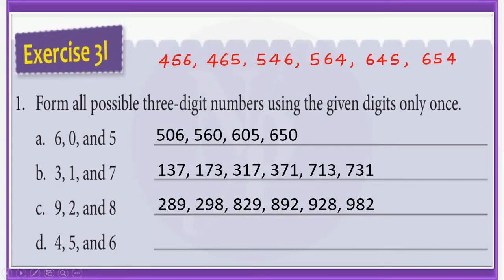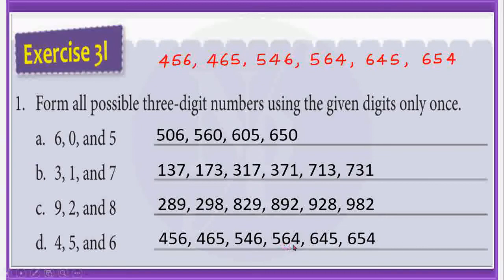So we have formed all possible numbers using the given digits 4, 5 and 6. Let us rewrite these in the space given here. 456, 465, 546, 564, 645 and 654 are the different 6 numbers that can be formed using 4, 5 and 6.